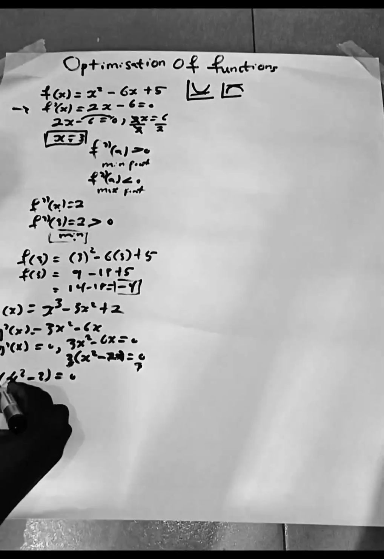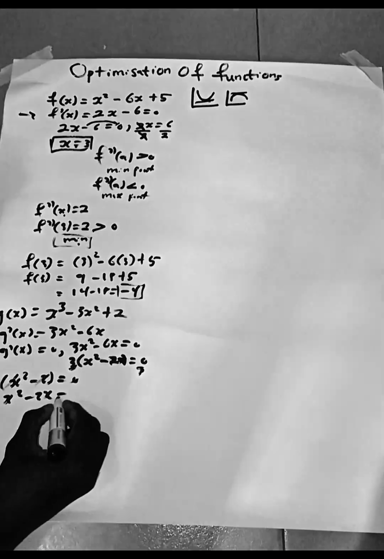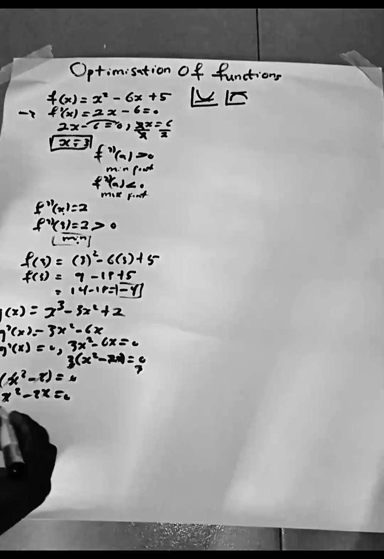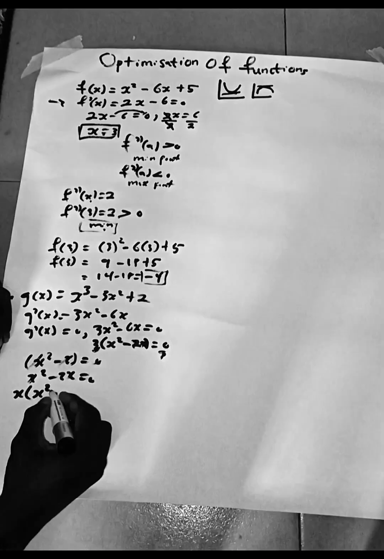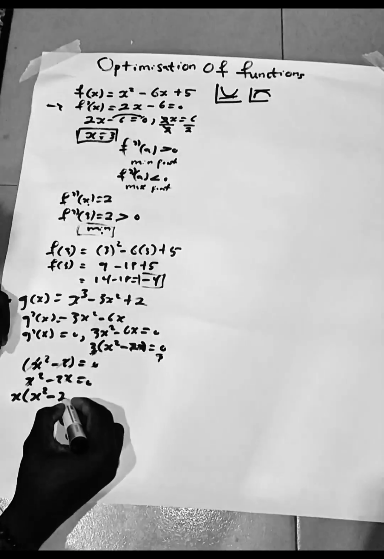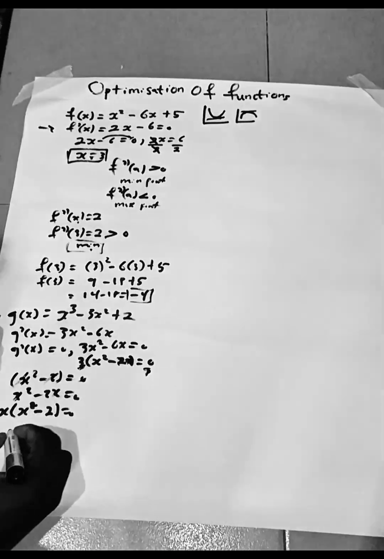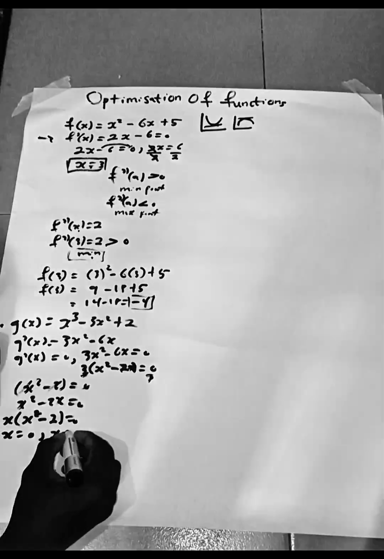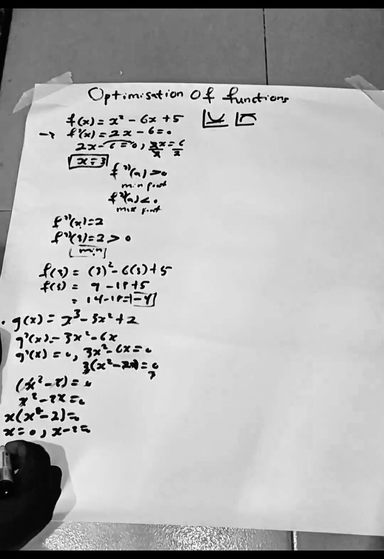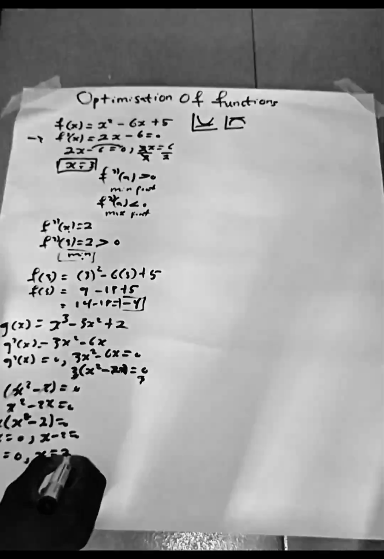So our equation is just going to be x squared minus 2x equal to 0. Sorry, my bad. We can factor out an x. So we have x times x minus 2 is equal to 0. So our values are x equals 0 and x minus 2 equals 0. So our critical points are x equals 0 and x equals 2.